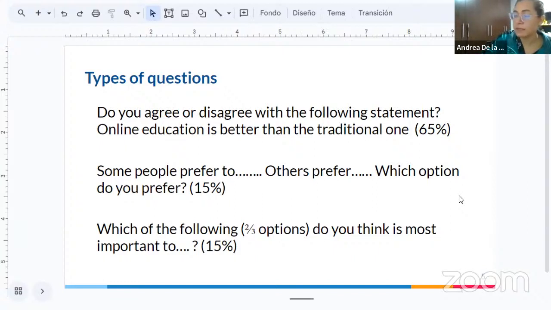So the first type is called the agree or disagree type of question. And basically, they ask you if you agree or disagree with something. So Araceli, could you please read the first question here?